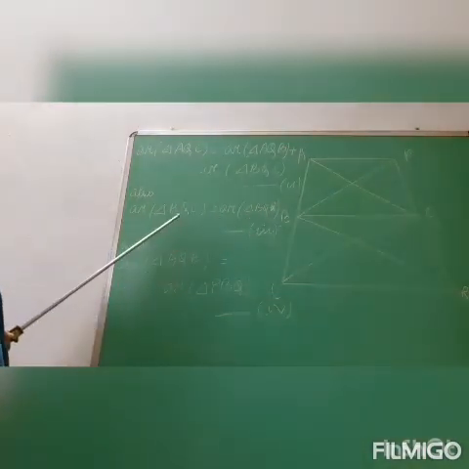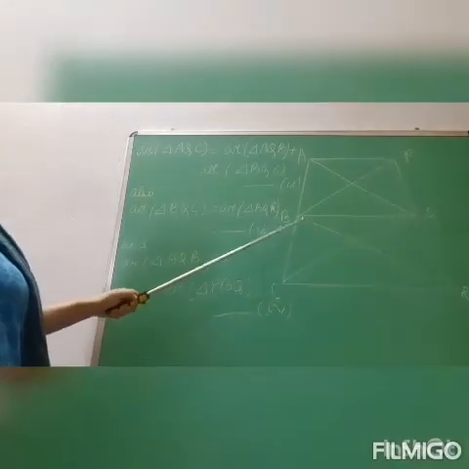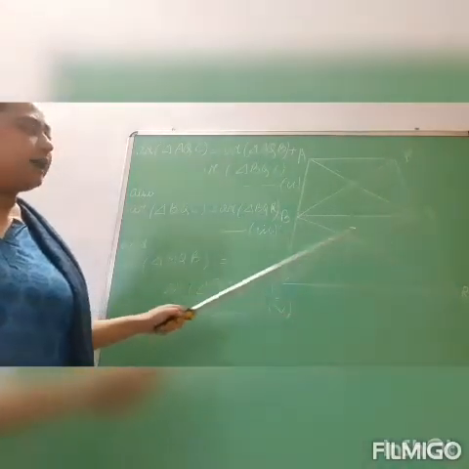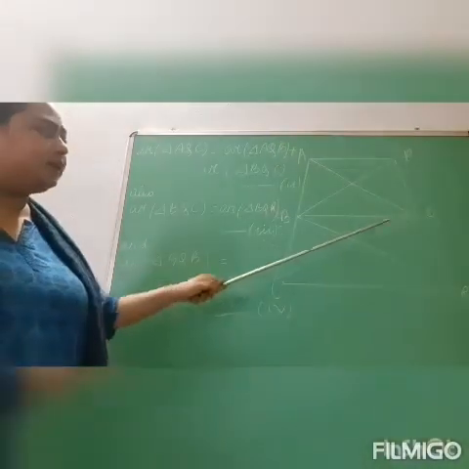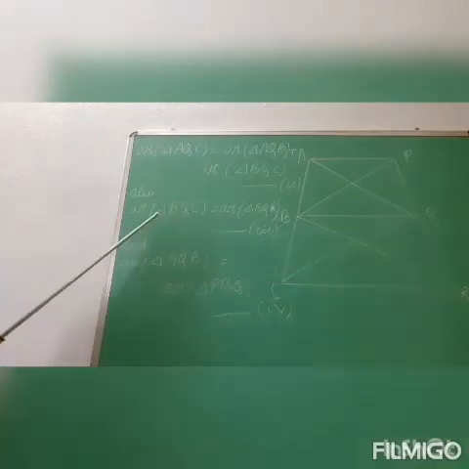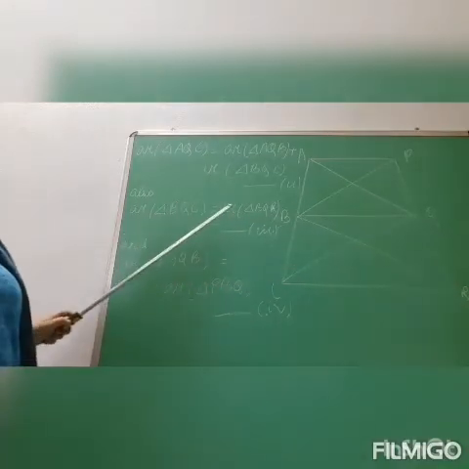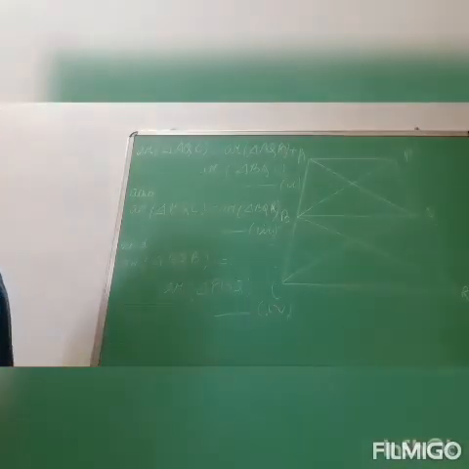Now see here, the two triangles, that is BQC and BQR. These two triangles lie on the same base BQ and between the same parallels BQ and CR. Therefore their areas will be equal. So I have written here area of triangle BQC is equal to area of the triangle BQR. Keep this one as equation number 3.